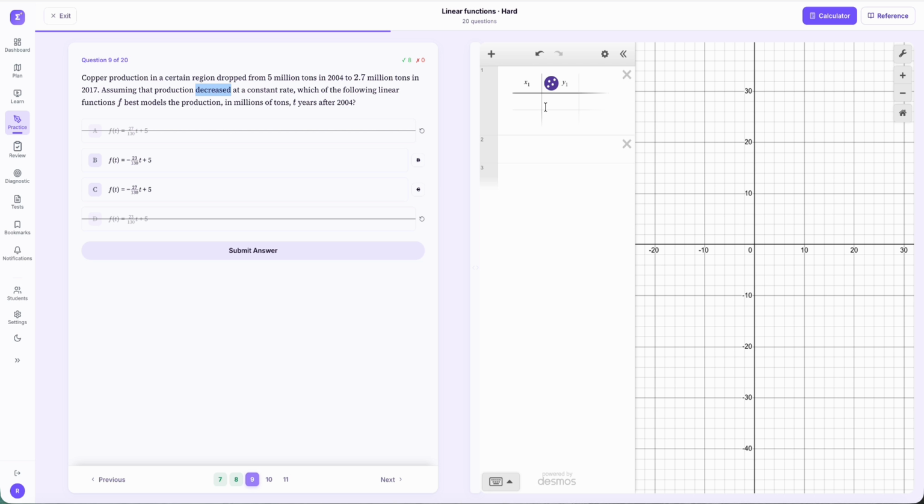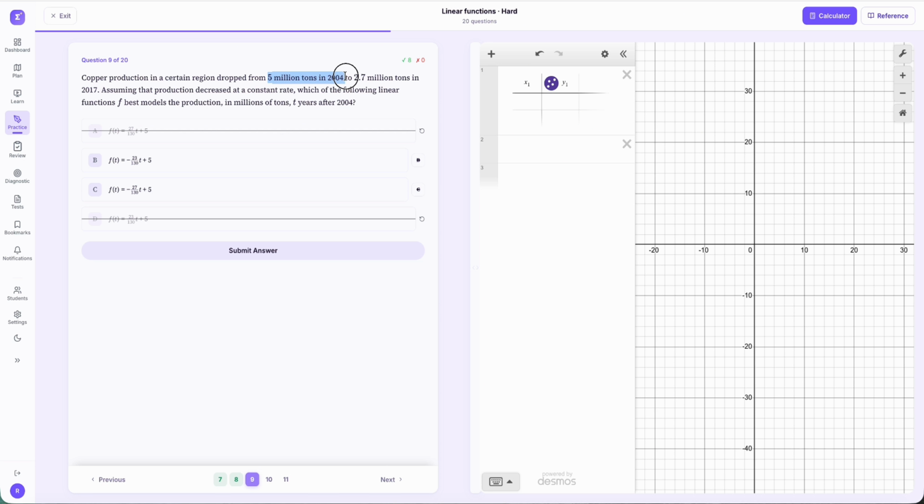Well, again, we need to have our X, we need to have our Y, right? And so we can plug this in now, but we need to know what X and Y are. So it's over here. It says in the last line, F, which is the Y, best models the production in millions of tons. And then it tells us about T, which is our X. That's the years after 2004. So those are your points. X is years after 2004, and Y is the tons. So when you go back and reread the first sentence, that's where you get 2 points.